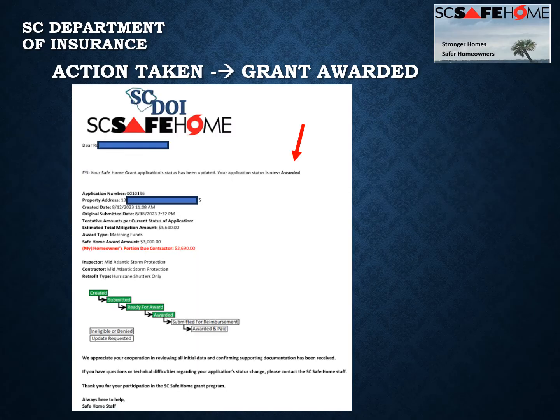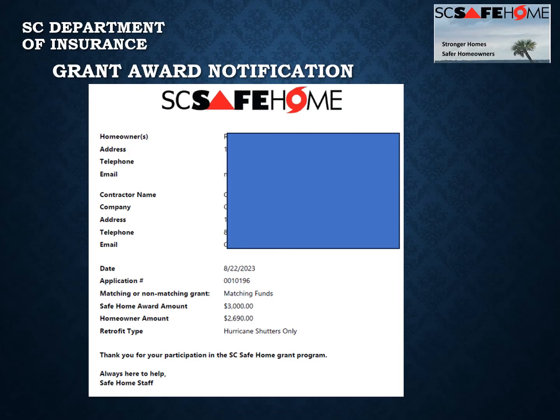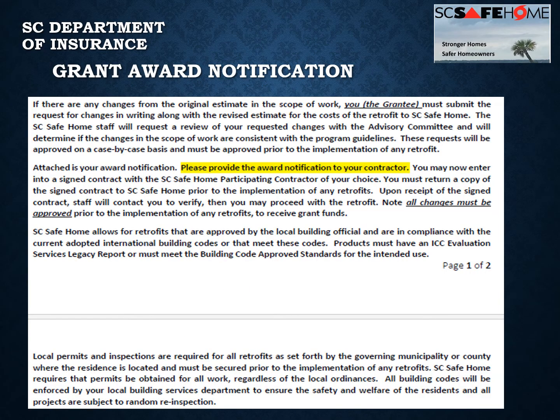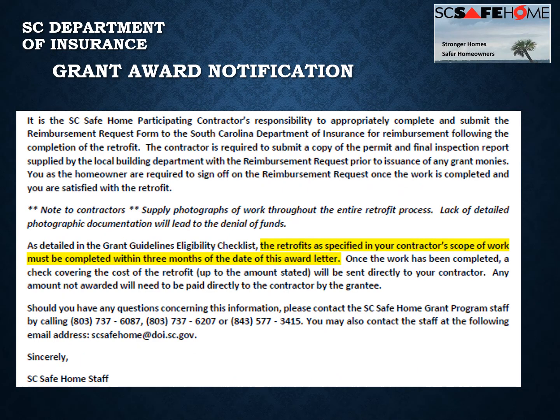Here's the remainder of the awarded email. Please note that you have an application number. Several very important tentative amounts are also provided. Estimated total mitigation amount, Safe Home award amount, homeowner's portion due to the contractor. Here is an example of the award notification attached to the email previously discussed. Here is an example of the award letter. This is a continuation of the award letter. And here we have the conclusion of the award letter.